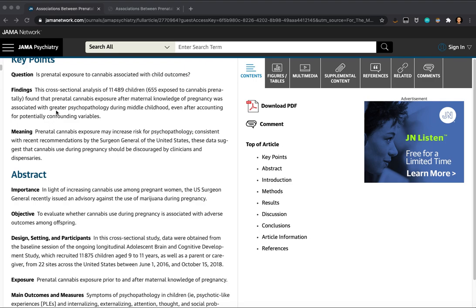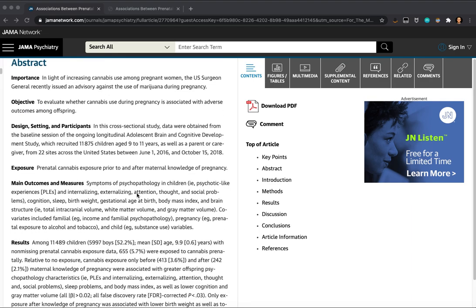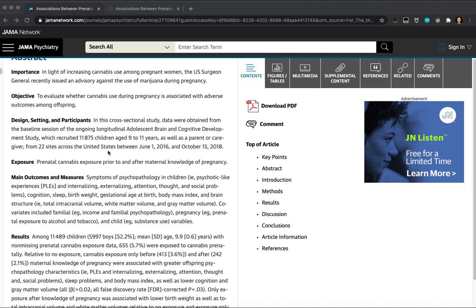All right, so what they did was they took data that was already collected about 11,449 children, of whom 655 were exposed to cannabis prenatally. And then it goes through and it talks about some of the outcomes.